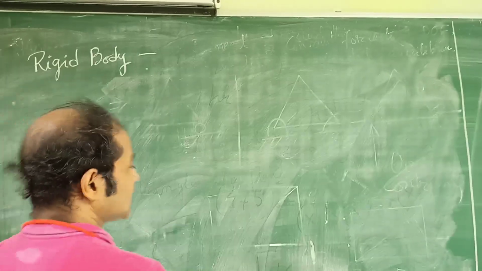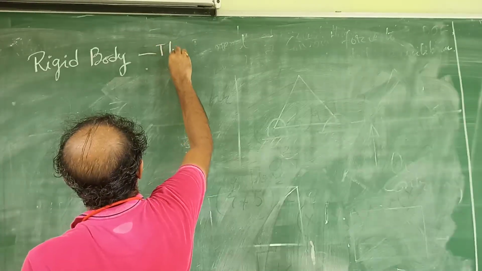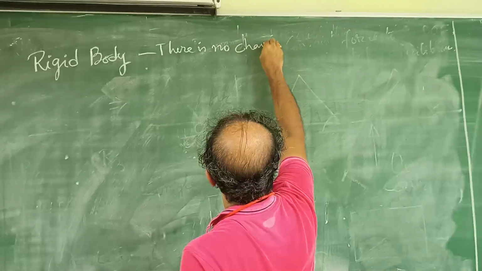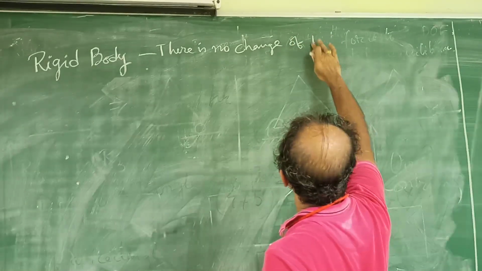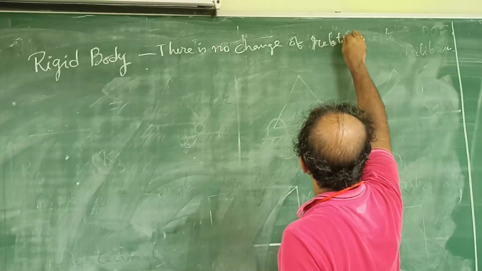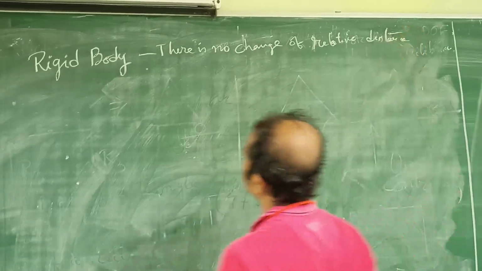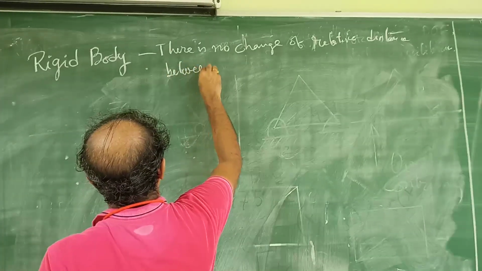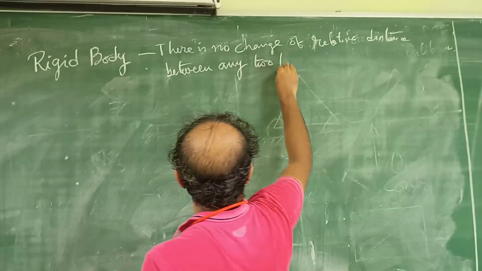The definition of rigid body is that there is no change of relative distance between any 2 points.